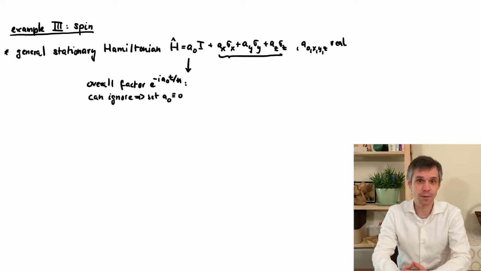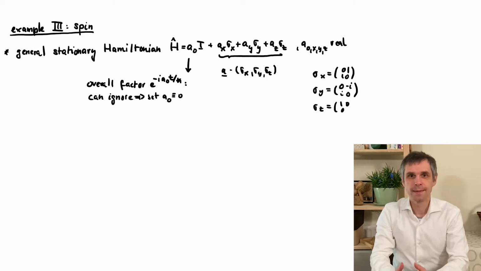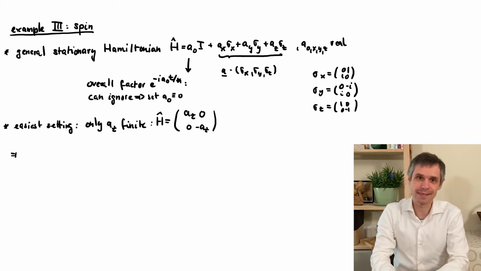The terms in front of the Pauli matrices can be interpreted as a vector in space, which I denote as A, and then this part looks like a dot product, which is a convenient shorthand notation. In principle, we can make our life very easy here, and we will indeed do so initially. We can realign our coordinate system so that the direction of A simply becomes the z-axis. So let us look at this case as our simplest example.